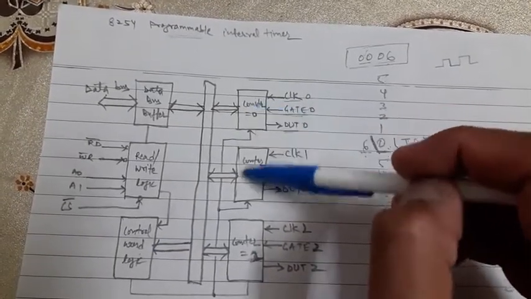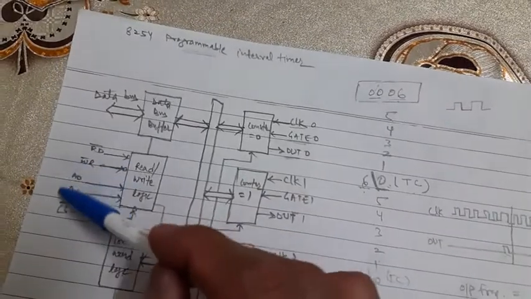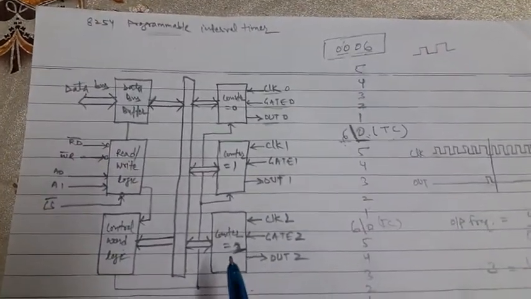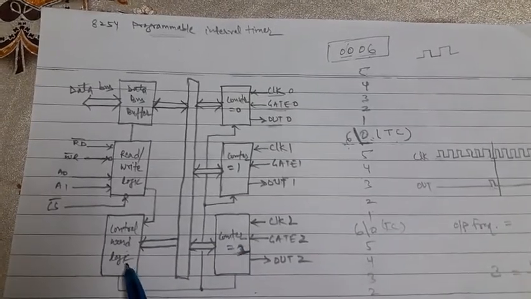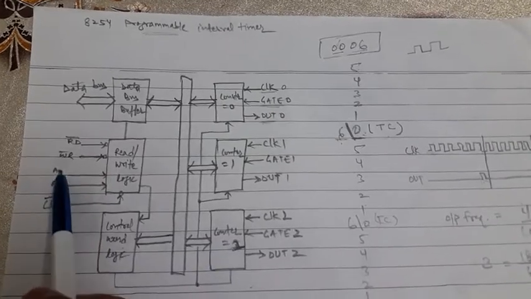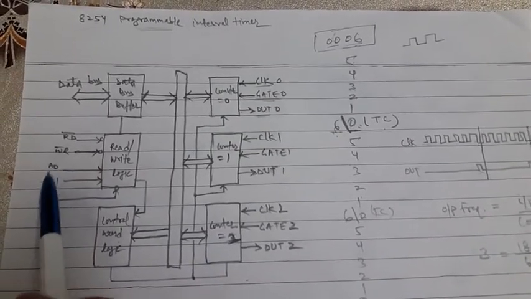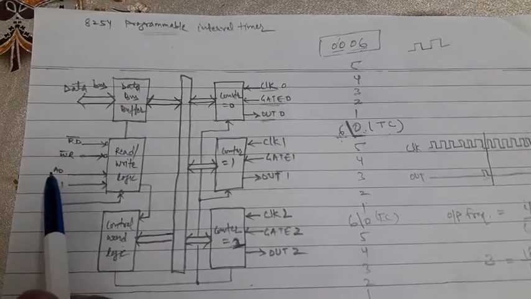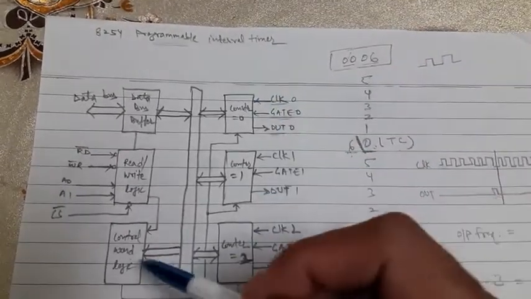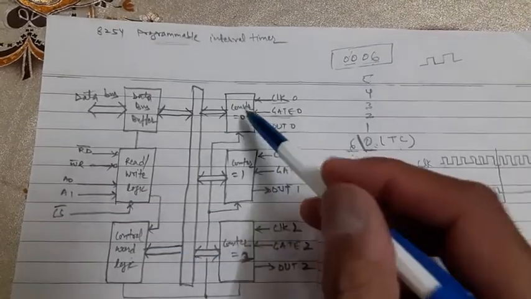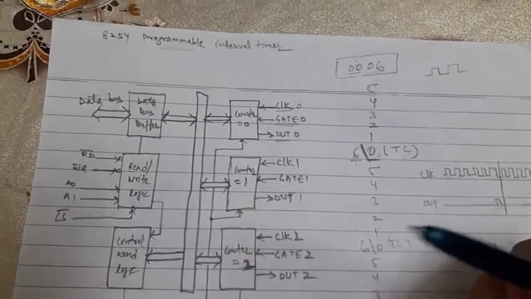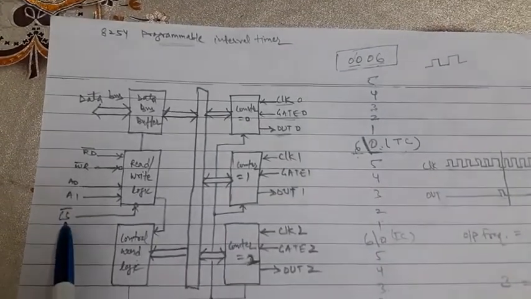For those 4 addresses we need 2 address lines, A0 and A1, to select one counter or the control word among the 4. One line gives us 2 options and 2 lines give us 4 options: 00, 01, 10, 11. Based on these values, one of the counters or the control word will be selected. And this is the chip select pin.